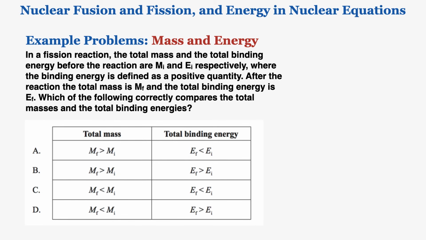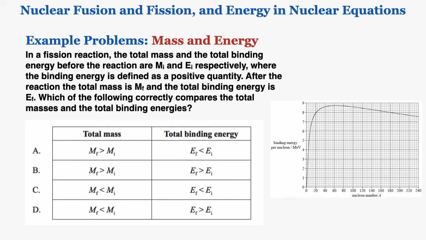So I know that for both types of reactions, binding energy is released. So there's going to be more binding energy after the reaction than before. So I already know that Ef will be greater than Ei. So now we just need to figure out what's going to happen with the mass.